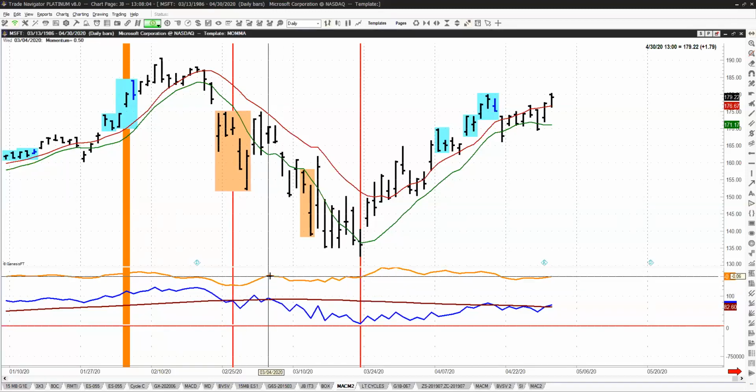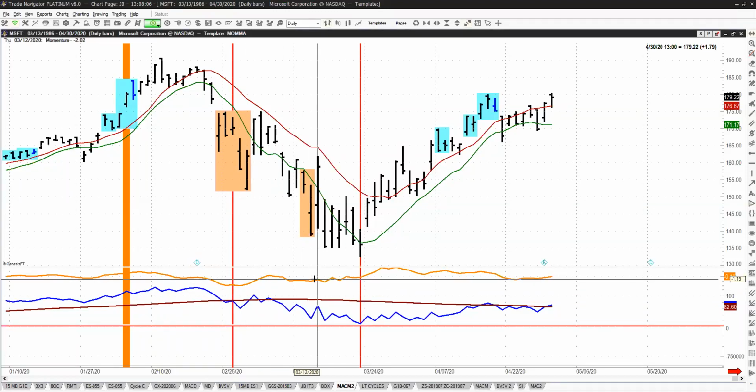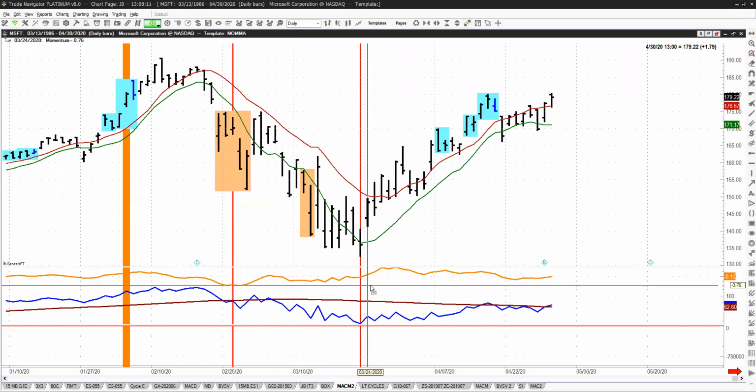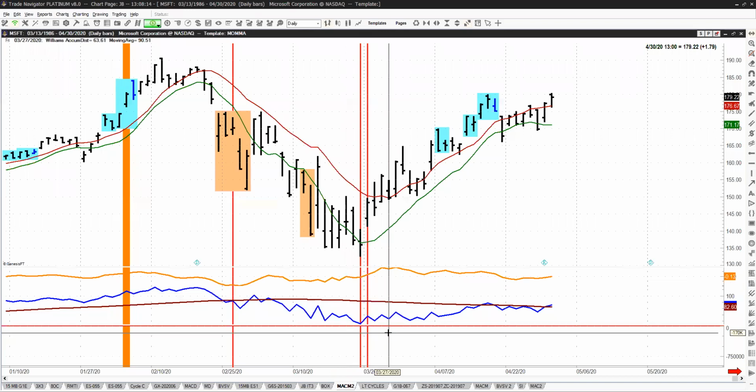The trigger point becomes the highest momentum between the two. And that high momentum is taken out one day after the low right over here. We've been in an uptrend ever since.